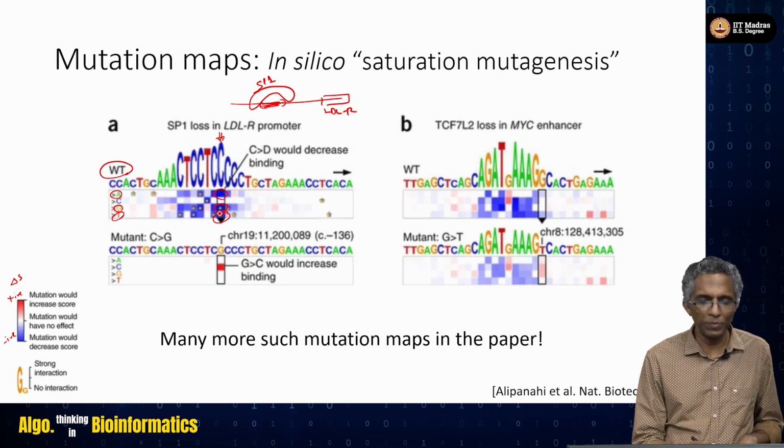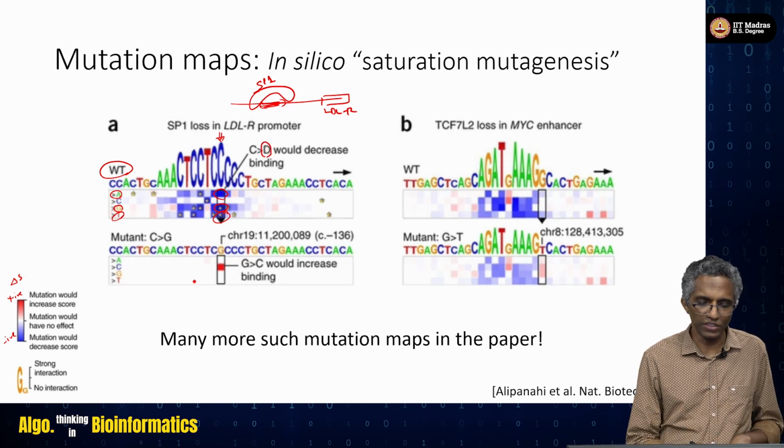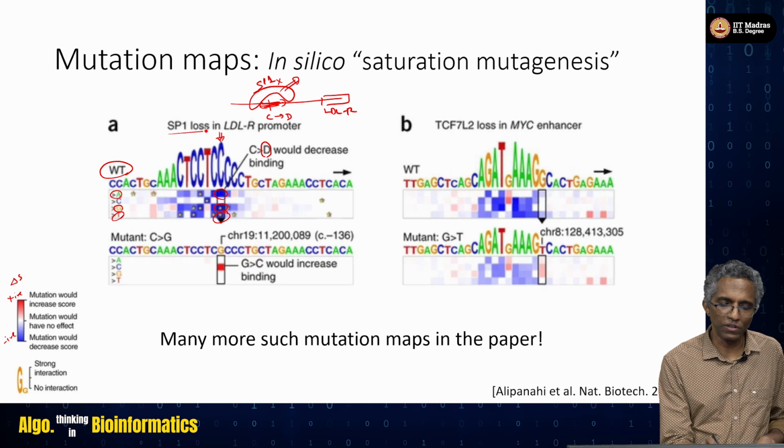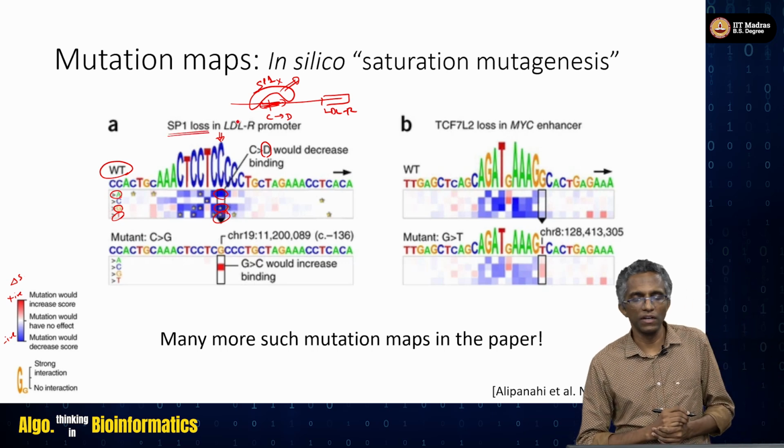Okay. So, the blue means there is a decrease in binding strength. If you go from the C to any other letter, indicated here as a D, A, G or a T, then you decrease in binding. And then SP1 basically never binds again. So, this dislodges if the C here gets converted into a D. That is why it is called SP1 loss in the LDLR promoter.